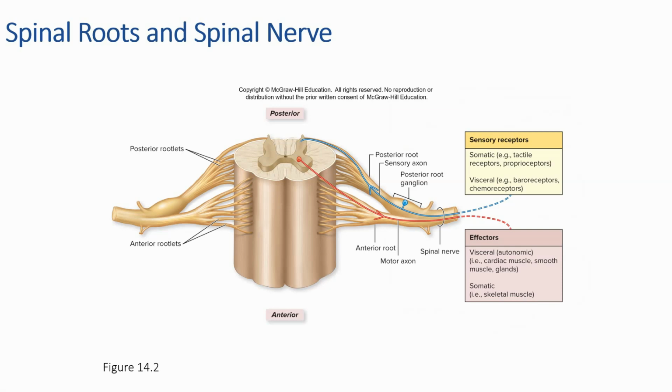We have a cross-section of the spinal cord. You can see in the center we've got what we call the gray H of the spinal cord. There's a ventral horn, a dorsal horn, and a lateral horn to the spinal cord. The lateral horn is only present in the thoracic spine.